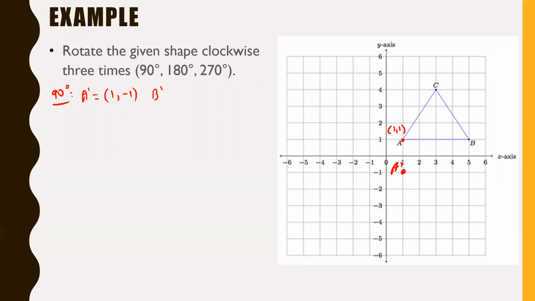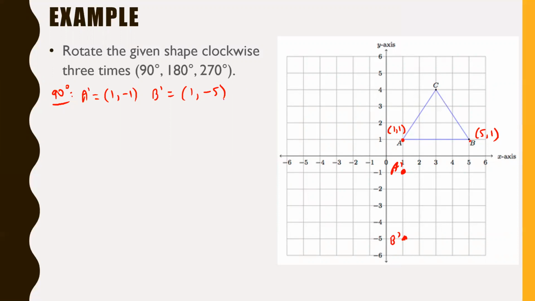Now, B prime, on the other hand, since B was originally 5, 1, once again, we need to make our x negative and then switch our x and our y. So in other words, that'll be 1, negative 5. So 1, negative 5 moves us straight down here. That's where B prime is going to be.